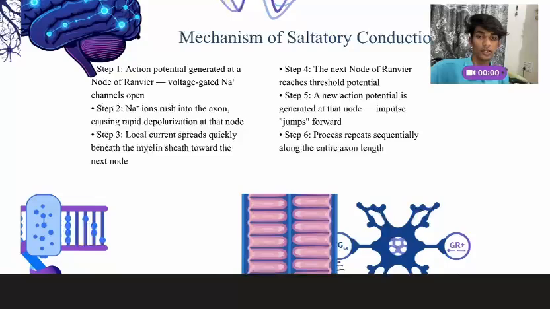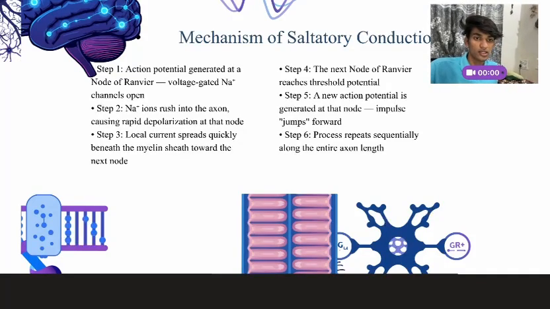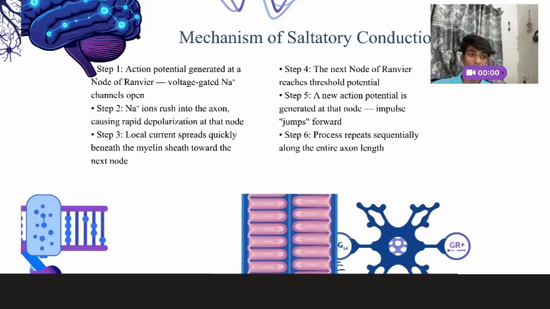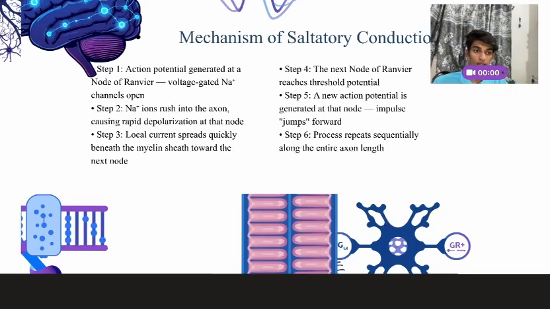Now we'll see the mechanism of saltatory conduction. Before that, which part do you think acts like a charging station for the nerve impulse? If you guessed the node of Ranvier, it is right. Now we'll see the mechanism of saltatory conduction and how it actually works.